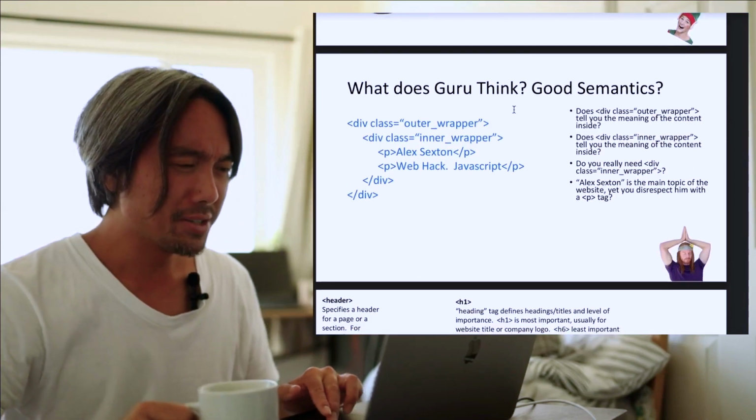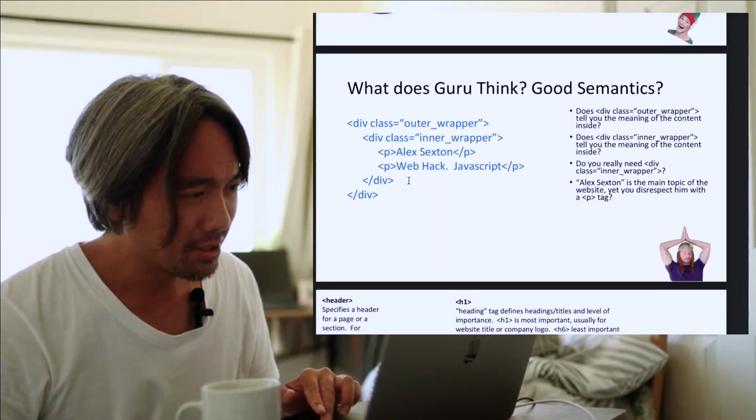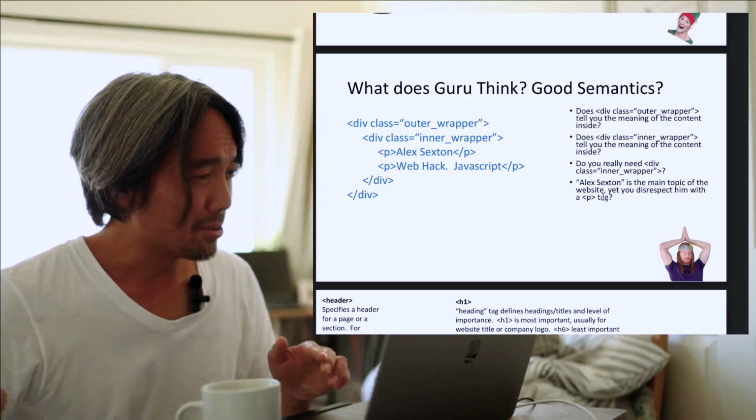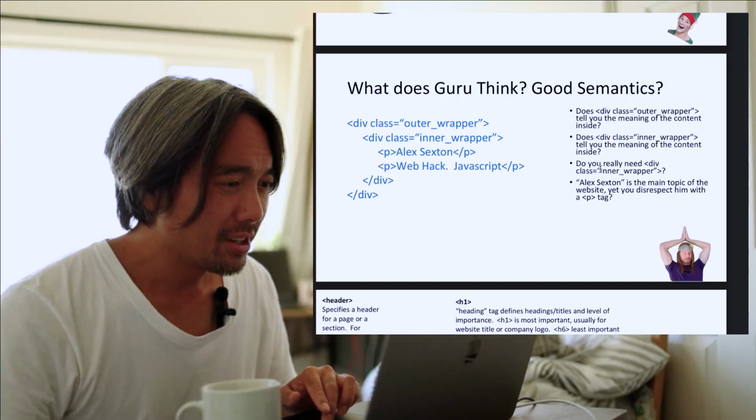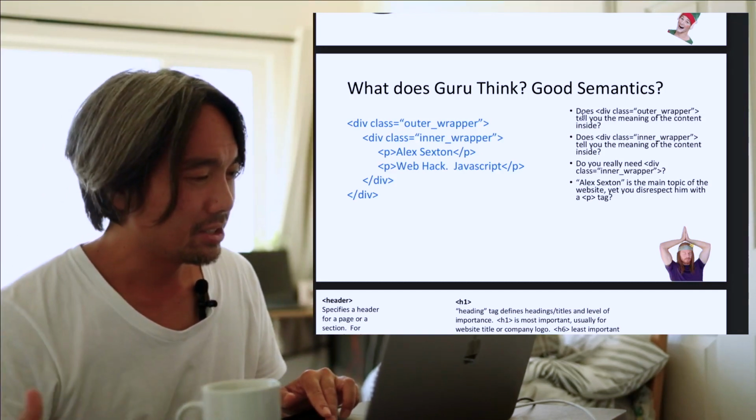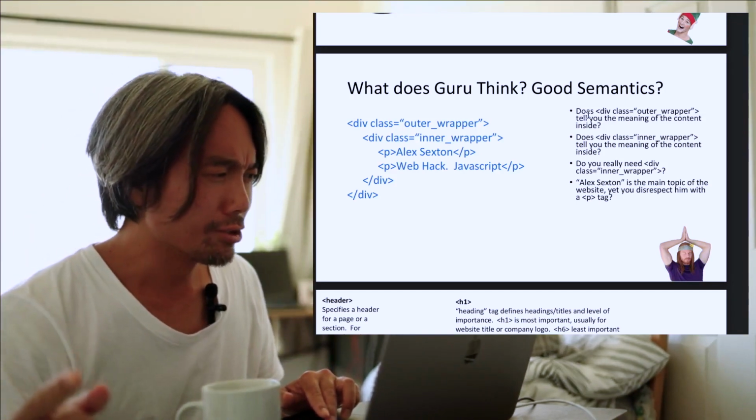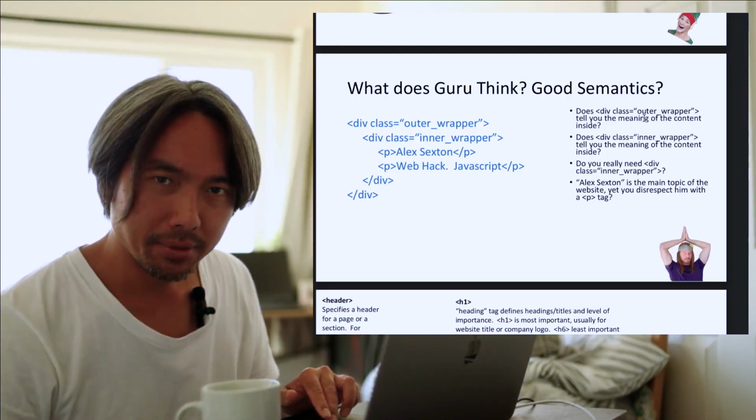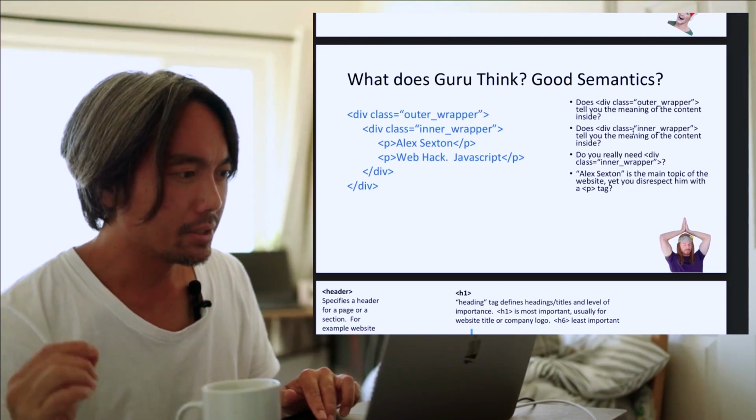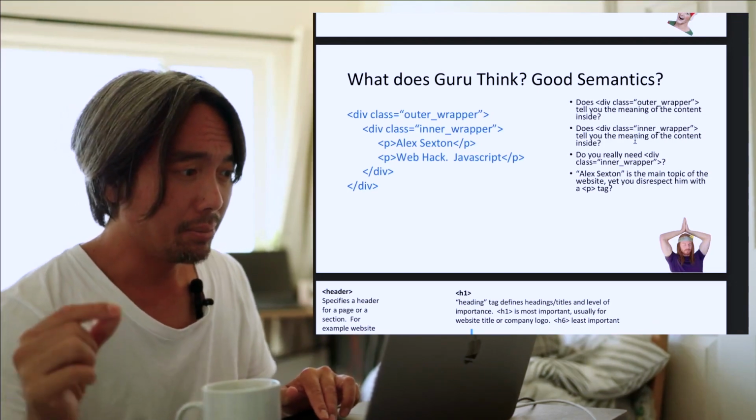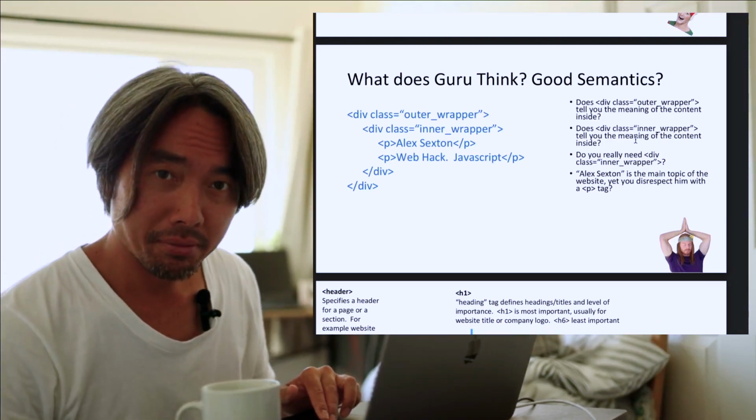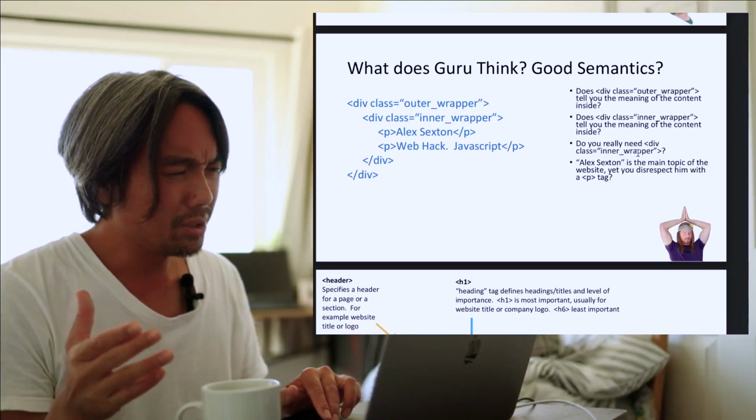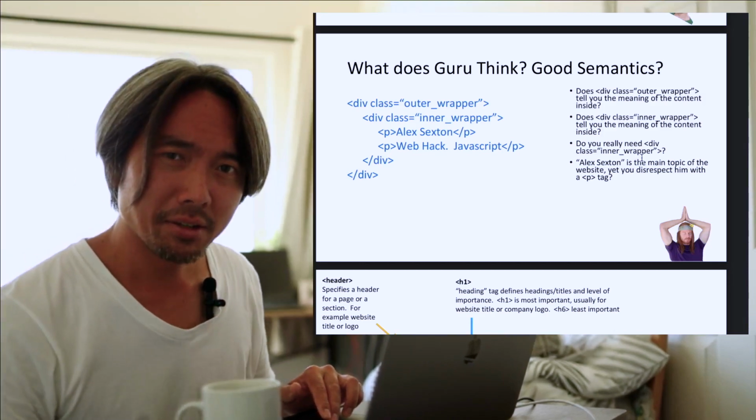Okay, so what does the guru think about this code? All right, so here's his critique, his little whooping critique. He's giving him a lashing now. Does div outer wrapper tell you anything about the content? Does div inner wrapper tell you the meaning of the content inside of it? Do you really need that extra inner wrapper tag?